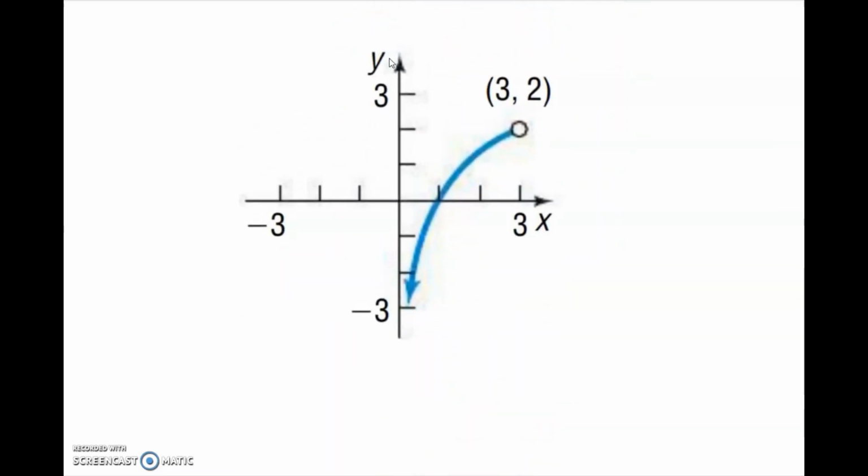One more question here. What about this one? Well, again, I'm going to draw a vertical line and look at how many points the vertical line intersects with my graph. And I notice that it's at 1 point.